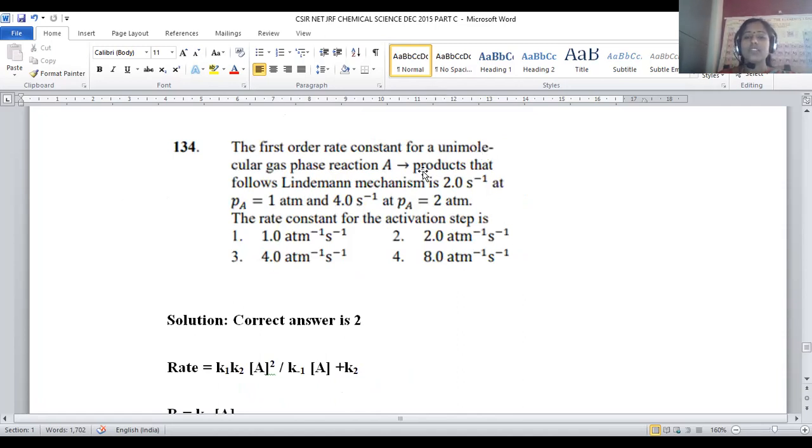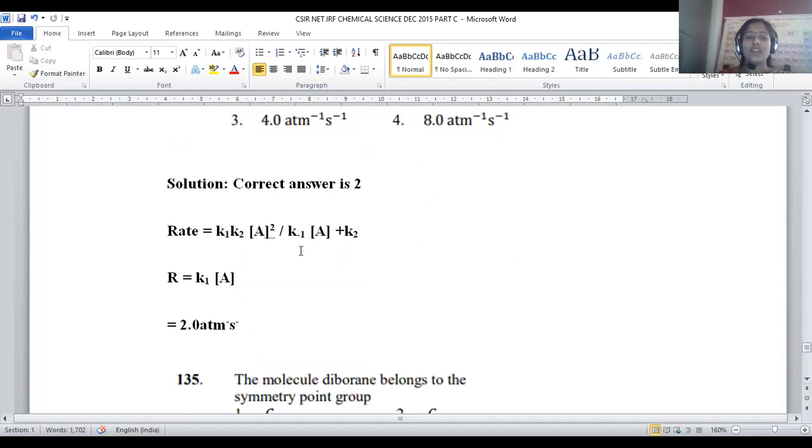The first order rate constant for a unimolecular gas-phase reaction A giving products follows the Lindemann mechanism. It is 2 per second at pressure 1 atmosphere and 4.0 at pressure 2 atmosphere. The rate constant of the activation step will be, right? So the rate constant is to be predicted from this; it is part of chemical kinetics. The Lindemann mechanism is followed in this reaction. Now the rate of the reaction is equal to K1 K2 A squared by K1 A plus K2 can be taken.